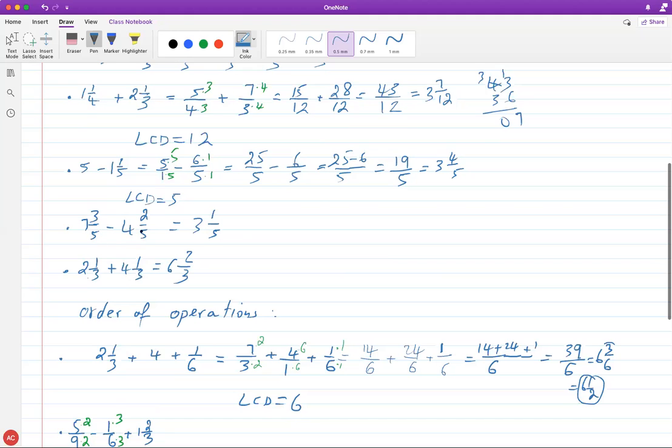Or if the fraction parts have a common denominator, then it's probably convenient to just subtract the whole numbers or add them. 7 minus 3, 7 minus 4 is 3, and subtract these right away. So you don't have to go through extra 2 or 3 steps. Same thing here. If you already have the same denominator here, that's convenient. You can just add the whole numbers together and also add the fractions together right away.